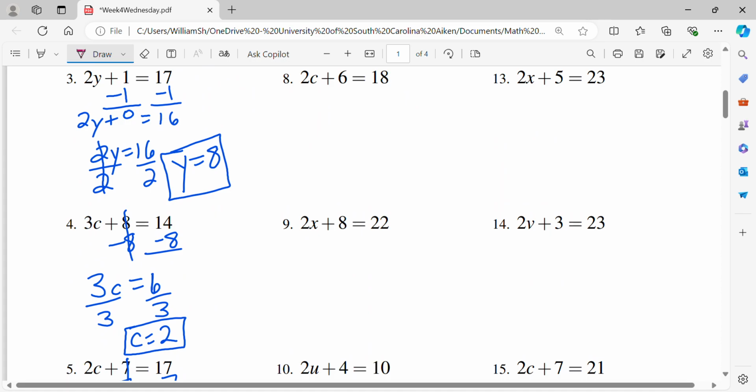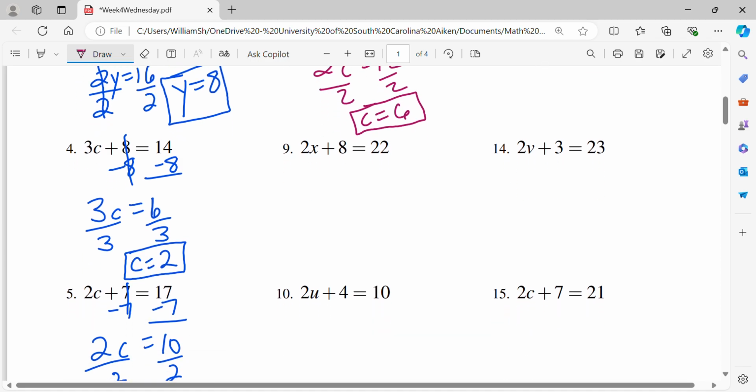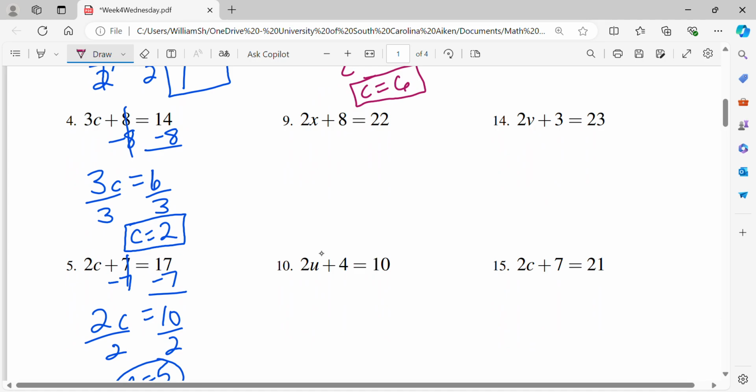I've got 2c plus 6 equals 18. I'm going to subtract 6. I'm going to get 2c equals 12. I'm going to divide by 2. I'm going to get that c equals 6. Number 9, 2x plus 8 equals 22. I'm going to subtract 8. I'm going to get 2x equals, let's see, 22 minus 8. That should give us 14. So I'm going to divide by 2. And here x equals 7.